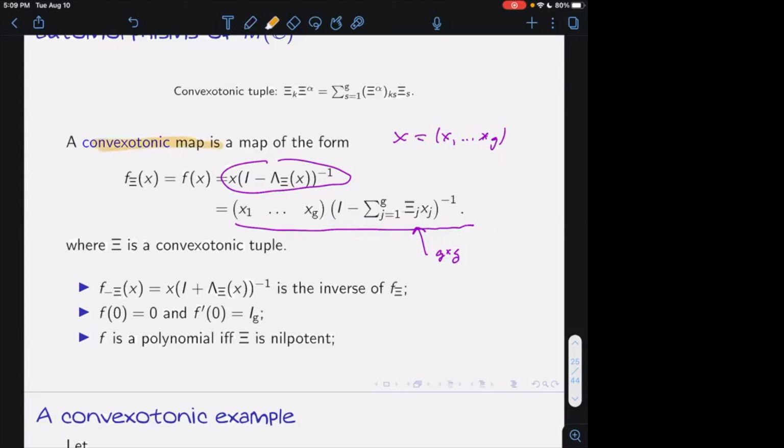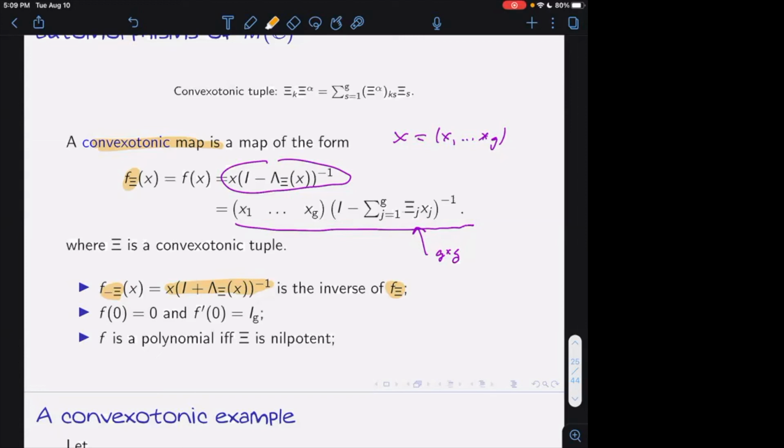And then you can check that if you replace the tuple chi by minus chi, that'll again be convexitonic, and you get the inverse that way. You get the inverse of f sub chi. This convexitonic map is just gotten by replacing chi by minus chi. And then again, it has this normalization. It sends 0 to 0. Its derivative at 0 is the identity. That's just sort of automatic.